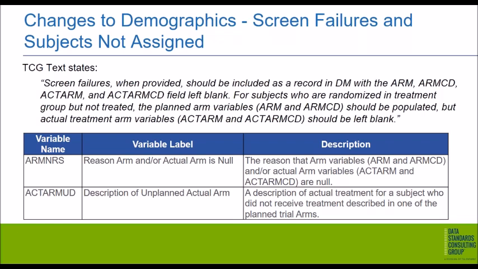There's additional advice in there for subjects that maybe only completed one stage of a study and didn't complete the next one, in terms of how to represent the arm code. I'm not going to go into that because that's not different from what it was in 3.2.